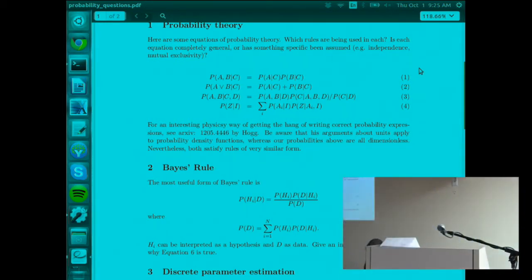Bonus points if I've made a mistake in any of the equations. Where was this being called? Problems 1 and 2? I hope they're not too easy or hard. That's fair.